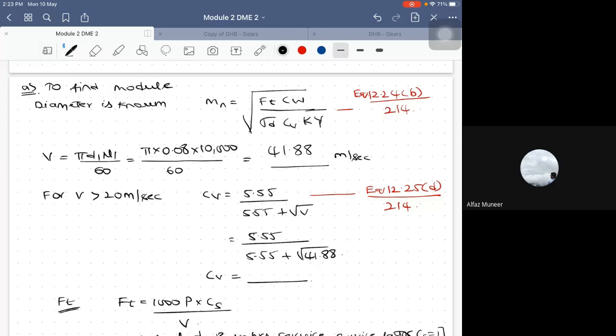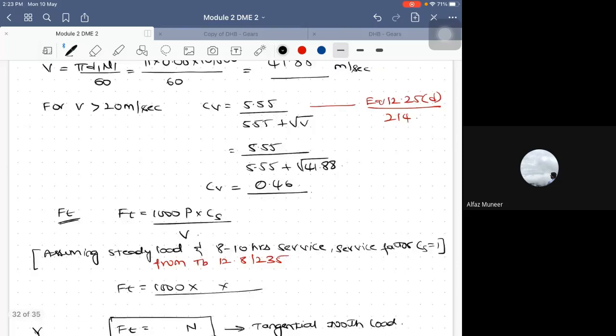0.46. Okay. Now, calculating FT remains the same. You have this particular FT expression in your data handbook. Same expression you can take. What is the power given?